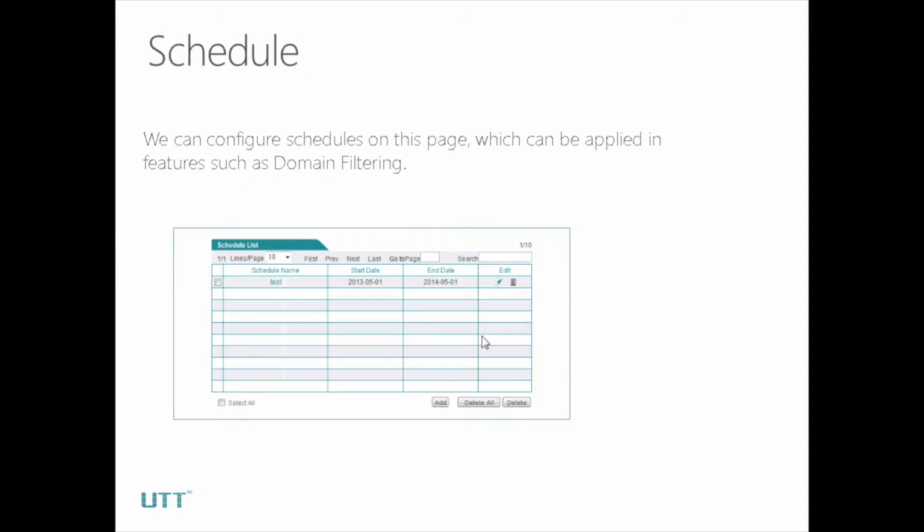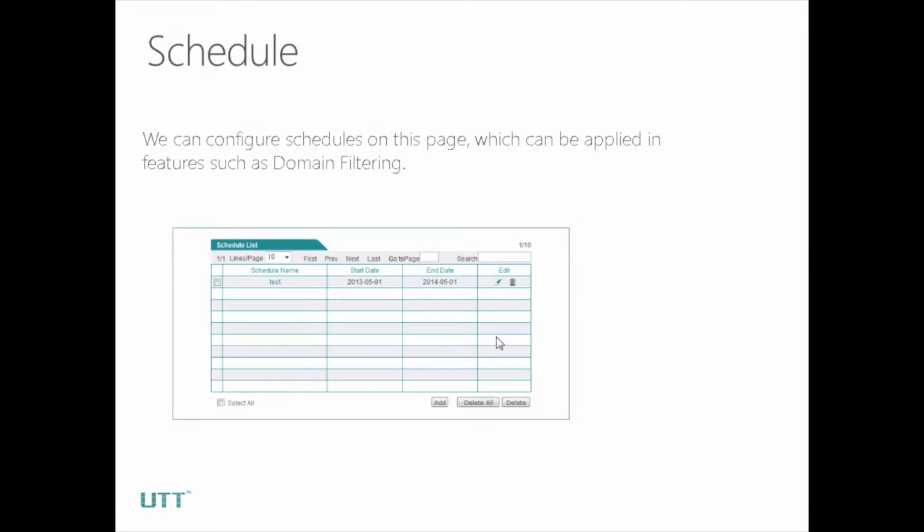There are several features under app control. We will focus on three of them, which are schedule, notification, and application audit. First, let's take a look at schedule. When we're trying to configure features such as domain filtering, we may find that there is an option for schedule, which is configured here. We can create up to 10 schedules on this page.